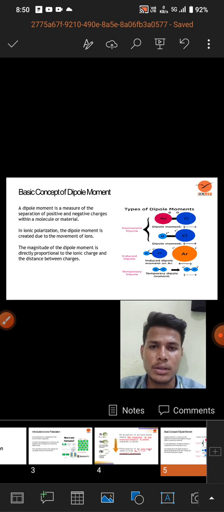The basic concept of a dipole moment. A dipole moment is a measure of the separation of positive and negative charges within a molecule or material. In ionic polarization, the dipole moment is created due to the movement of ions. The magnitude of the dipole moment is directly proportional to the ionic charges and the distance between the charges. The types of dipole moments: permanent dipole, induced dipole, temporary dipole.